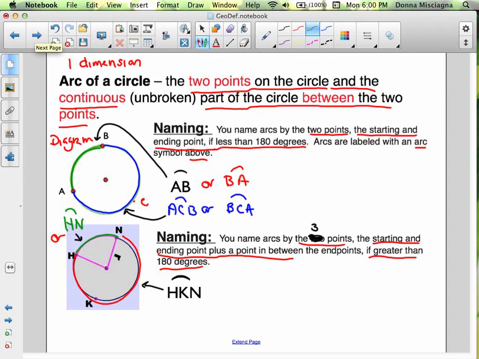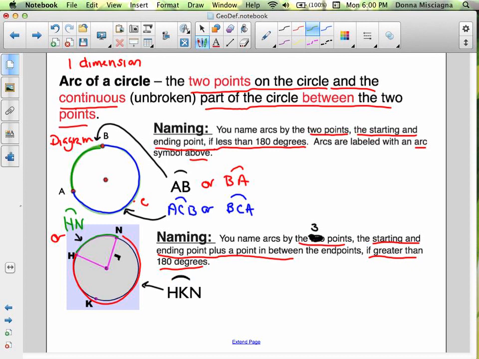So if an arc is named with 2 points, it means you go the short way. Right? You go the fastest route around the circle to get to the next point. That's what it means if there's only 2 letters. If there's 3 letters, you're going to start at the first letter, go through the second letter, and continue to the third letter. Right? That's what tells us to go the long way. So if we want to go the long way, we're going to use 3 points.